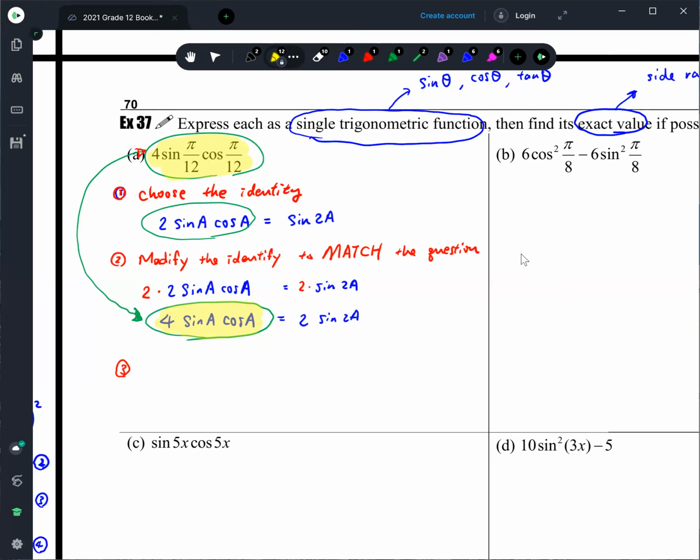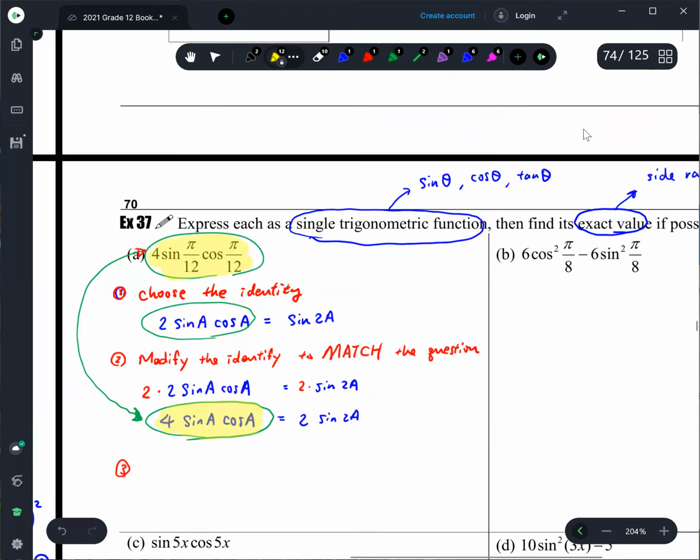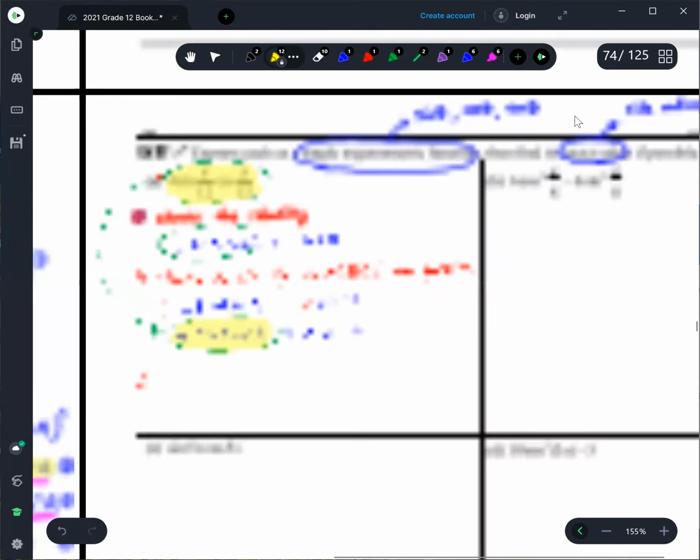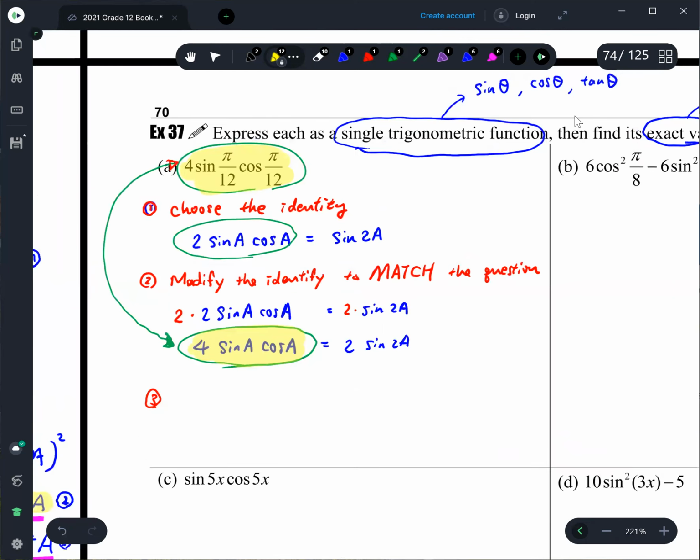Instead of A, what do we have in the question? Oh, pi over 12. Yeah, pi over 12. We just look at the position of A. 4 sine A cosine A. So instead of A, we have pi over 12. 4 sine pi over 12 cosine pi over 12. You just compare, that's all. There's no special trick.